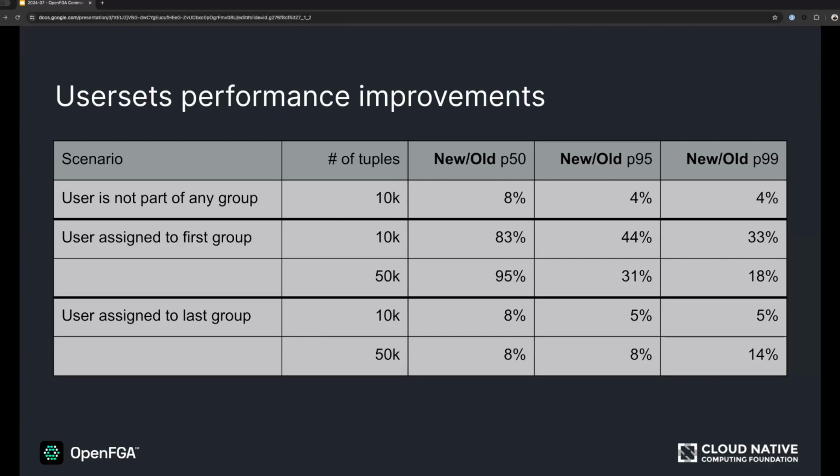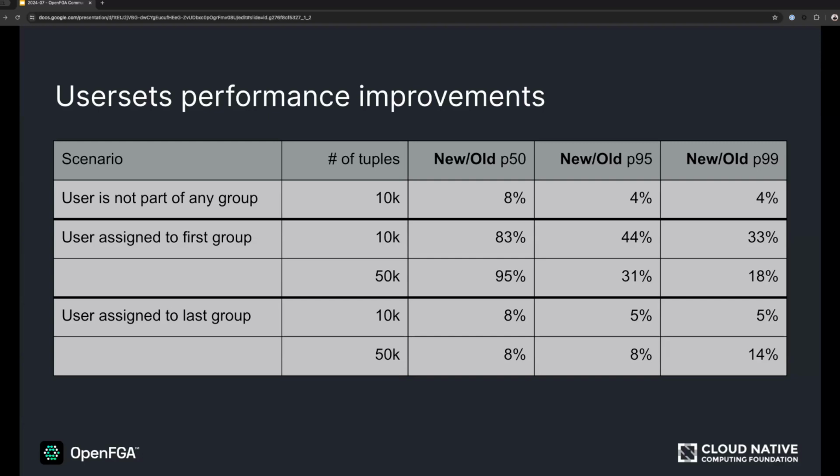And if we look at the P99 latency case, the new latency is only 4% of what it was before, which is about 25 times improvement. And this is the case where the user is not part of any group. And if the user is assigned to the first group, so for 10,000 groups, the new latency is about 83% of what it was before, which is about a 20% improvement. And the P99 case is about 3 times improvement.